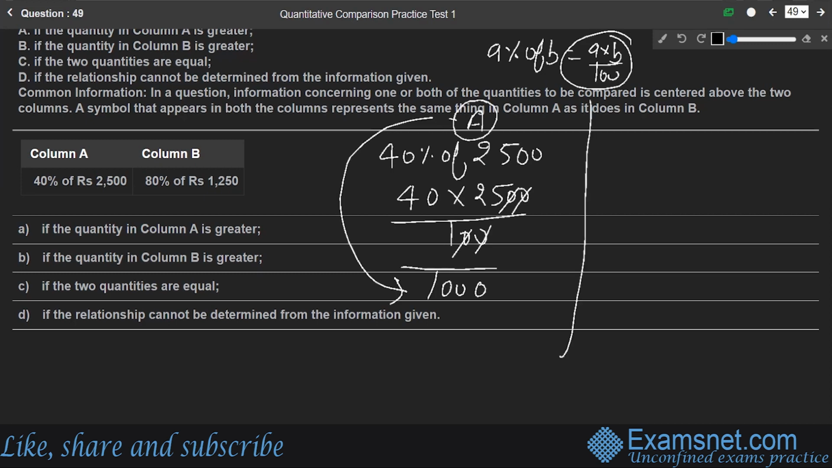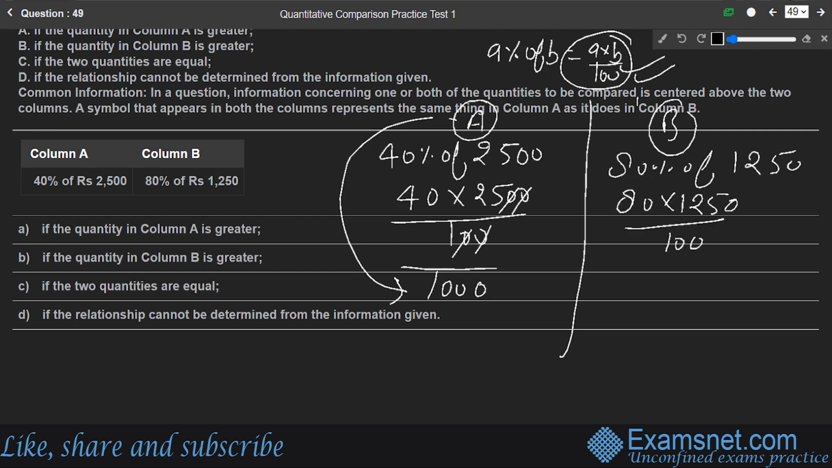Let us see what is the final value of column B. Column B has a mathematical expression, that is 80% of rupees 1250. So we'll solve it by the same formula, A into B by 100. So 80 into 1250 divided by 100. That's what we are supposed to solve.